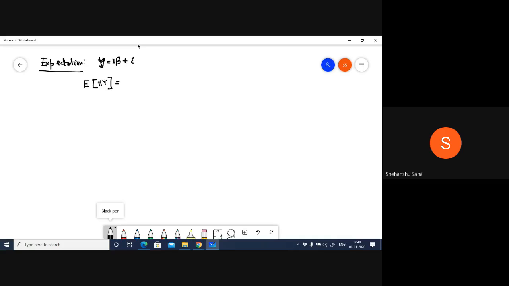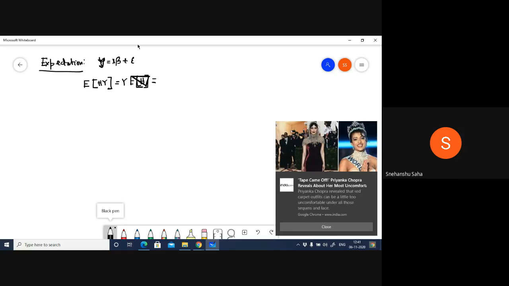Now this h is not a function of y, so I can just pull this h out, because these are prior data. This is not really a variable. And I keep this here. Now, we know that y is x beta plus epsilon, so we just plug it in here.